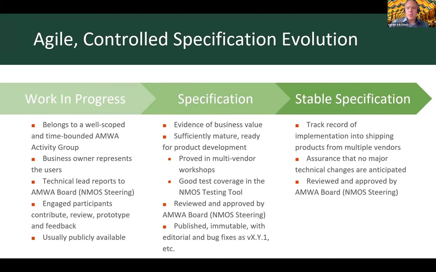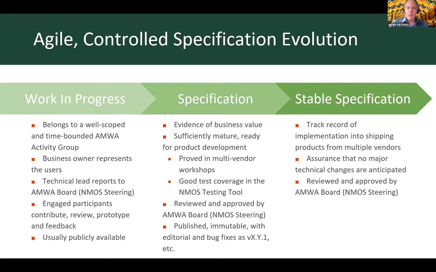The AMWA specifications are each developed by an AMWA activity group, which are initiated by the board. NMOS steering is responsible for overseeing the work of the NMOS activity groups. The AMWA process ensures that each new activity is focused on specific business value and are backed by sufficient actively participating end users and implementers to be able to deliver. NMOS steering doesn't do the work, it just helps to set them up to succeed in a timely manner, we hope.